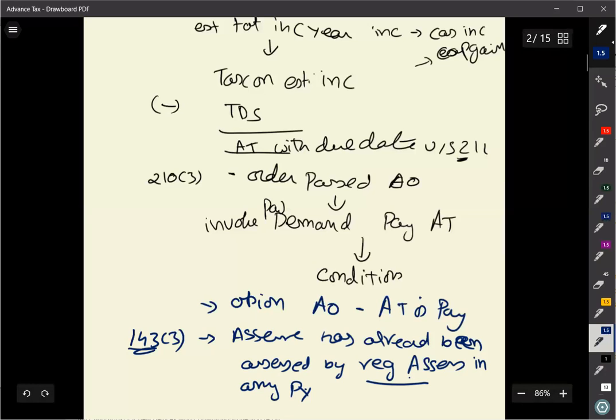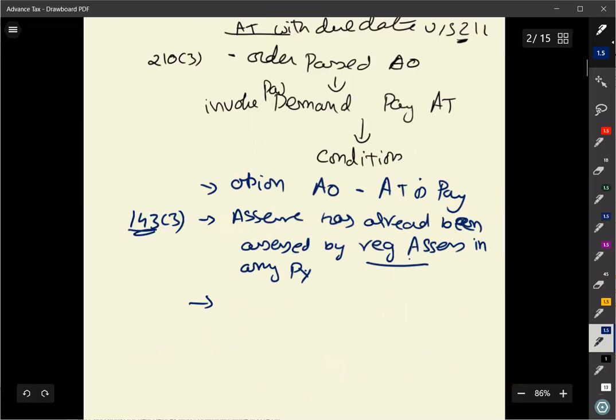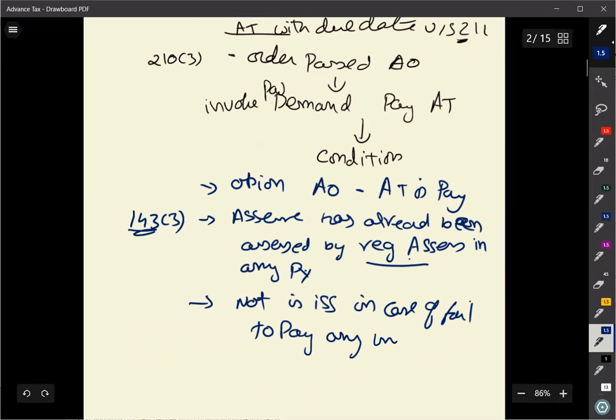installment, whenever you have not paid any installment. So the first installment you had paid, the second installment you had paid, the third installment you have not paid. Then what will he do? Notice is issued in case of failure to pay any installment. As you had paid the first and second installment, you are supposed to pay the third installment also. If you have not paid the third installment, ultimately the assessing officer will issue a notice.